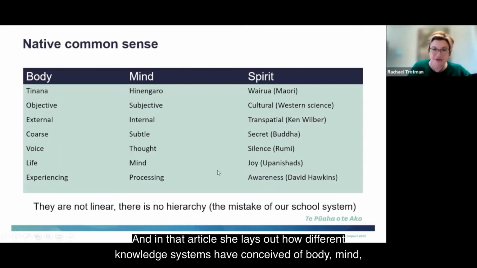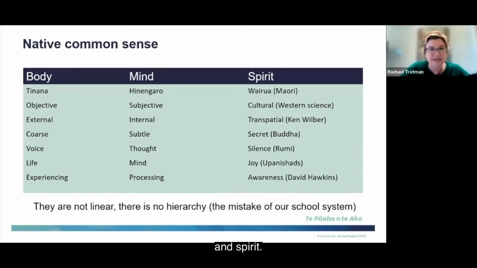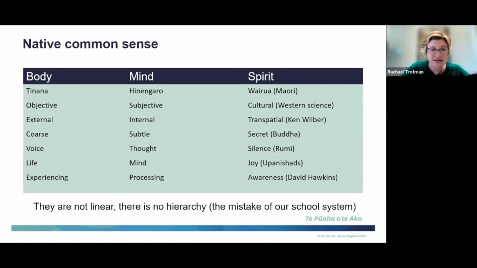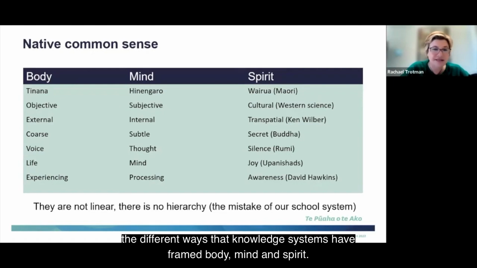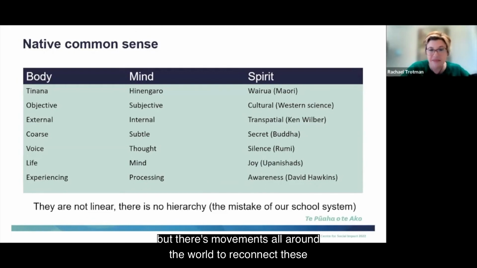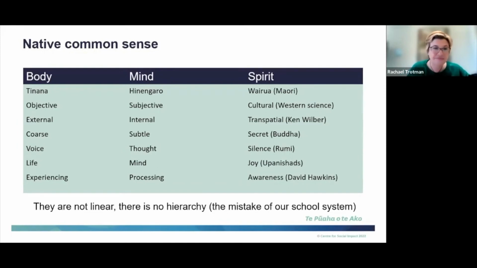And in that article, she lays out how different knowledge systems have conceived of body, mind, and spirit. Here's just a few examples which illustrate the different ways that knowledge systems have framed body, mind, and spirit. Our education system privileges the mind, but there's movements all around the world to reconnect these and to see them as connected.